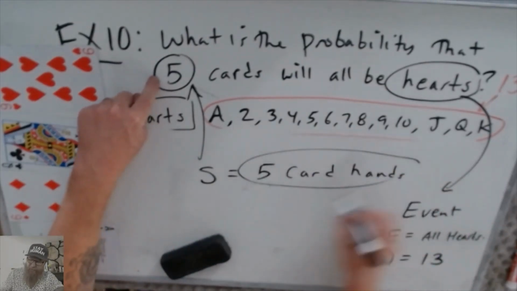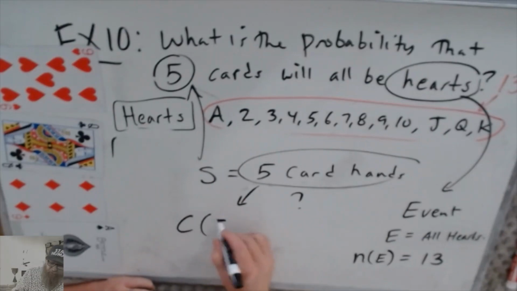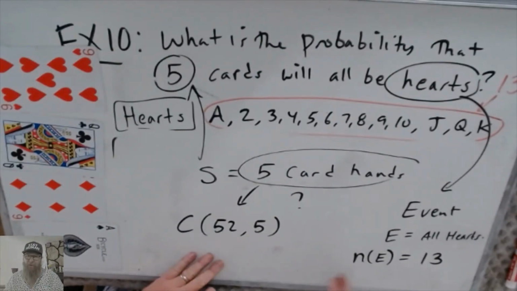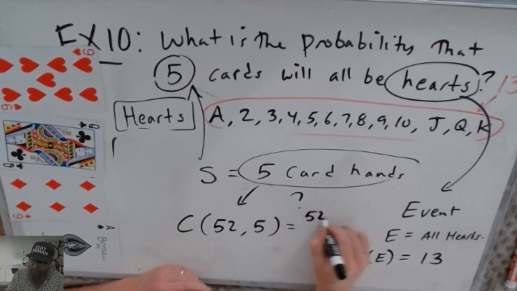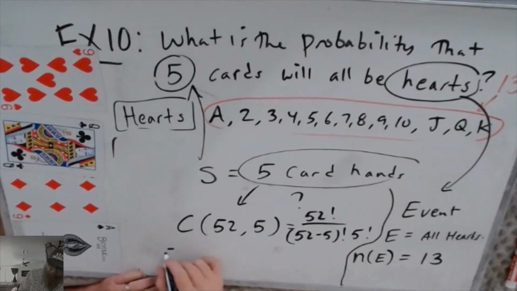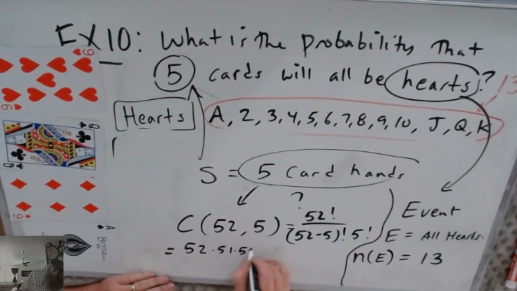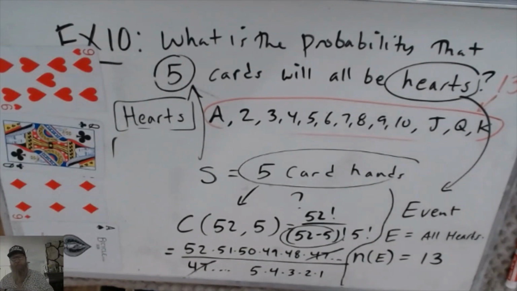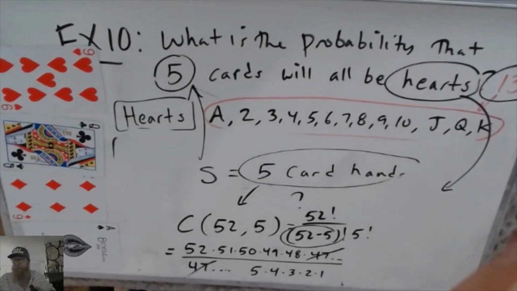Now, how many 5-card hands are there? Well, we're going to need that combination formula. That's going to be 52 cards, choose 5. It's going to be much more than the last example. So that'll be 52 factorial over 52 minus 5 factorial times 5 factorial. So I've got 52 times 51 times 50 times 49 times 48 times 47. That's going to be my tail. 52 minus 5 is 47. So the tails are going to cancel out. And we're just going to have 5, 4, 3, 2, 1. We'll just save that.